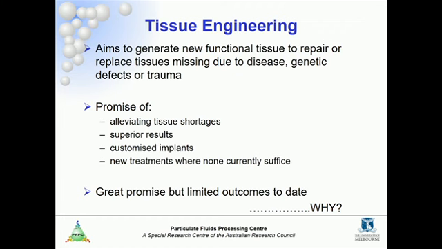It's got great promise. So people have been very excited about this opportunity that we might be able to get over tissue shortages. We don't have enough donor tissue, donor organs to treat all the patients who need treatment. We might be able to get better results than what we can get with current medical devices or other surgical options. We can customise implants.